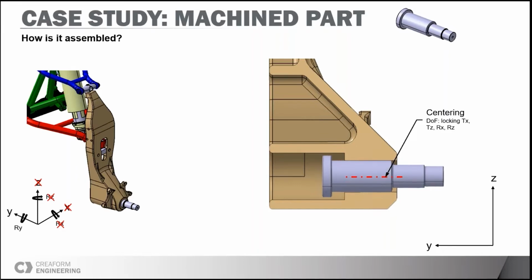The second feature that will make contact on our part is the shoulder of the spindle. This contact will lock the translation along the Y axis. Once that is done, our part is completely located in its assembly. You will see that the rotation around the Y axis is still free, but with a cylindrical part like this that doesn't have any distinctive feature around its diameter, it won't be necessary to lock it.